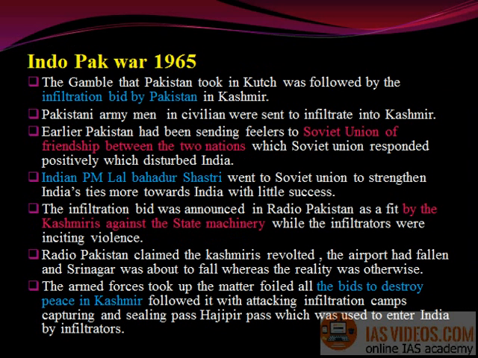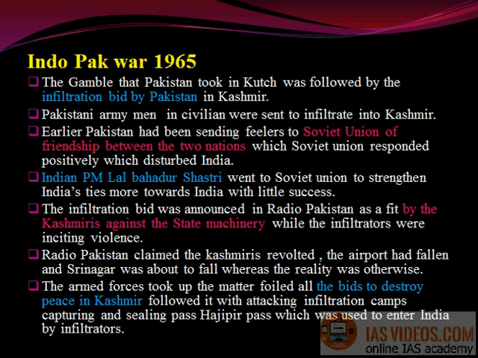Earlier, Pakistan had been sending feelers to the Soviet Union of friendship between the two nations, to which the Soviet Union responded positively, which disturbed India. Indian PM Lal Bahadur Shastri went to the Soviet Union to strengthen India's ties, with little success. The infiltration bid was announced on Radio Pakistan as a fight by the Kashmiris against the state machinery, while the infiltrators were inciting violence.